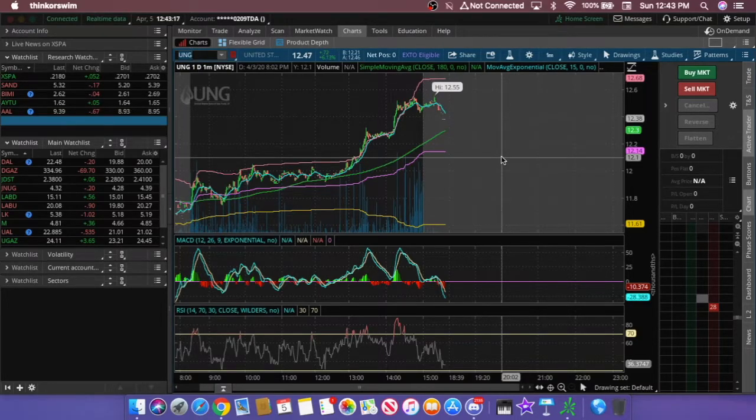Then options, you just have to understand which was better for you, options or day trading. That's basically it for that.